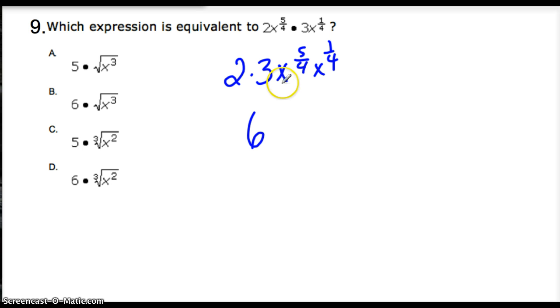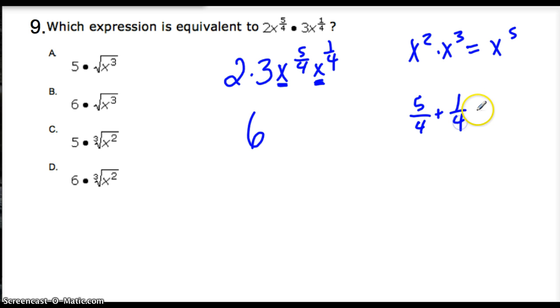You add if you have exponents that have the same base. So here I have x to the 5/4 times x to the 1/4. So when I have that, that's just like this problem again. Bases are the same, so you add the exponents. So I'm going to add 5/4 plus 1/4. The denominators are the same, so I keep 4. Add 5 and 1, which is 6. So that is 6/4, which reduces to 3/2. So I have x to the 3/2, which is not a choice over here.